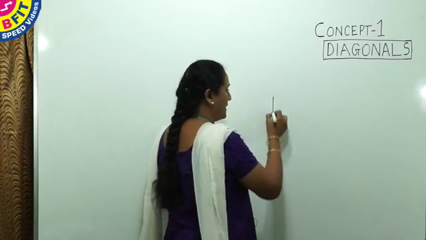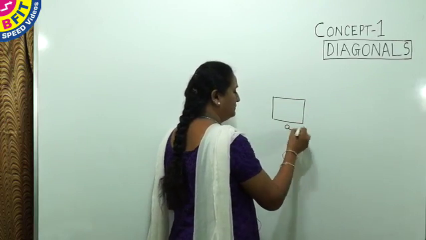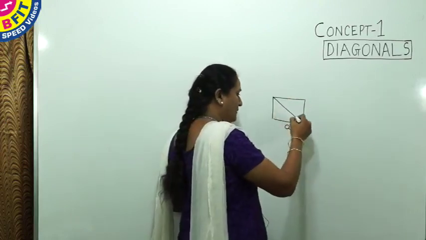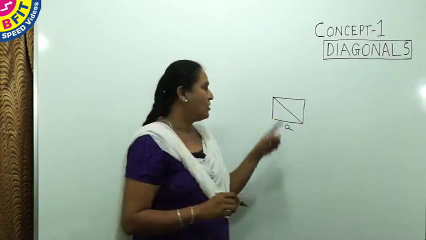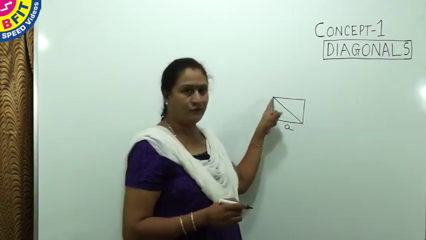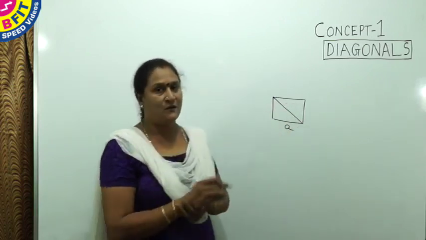Say there is a square of side A, and this is a diagonal. For a square, the lengths of the diagonals will be the same. So drawn from these two vertices, joining these two vertices, the diagonal length will be the same.